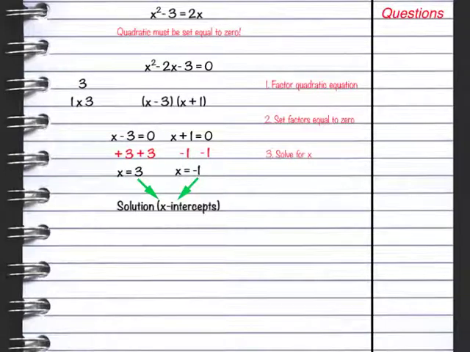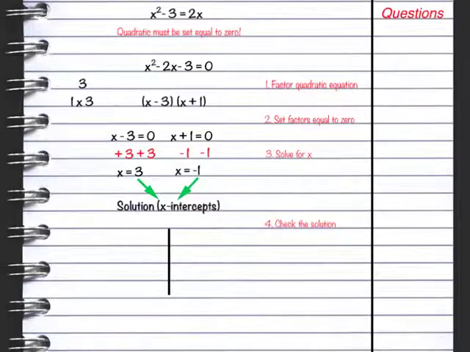Once I have my factors, I'm going to set them equal to 0. So x minus 3 equals 0 and x plus 1 equals 0. Now all I need to do is solve each one for x. I'm going to add 3 to both sides here, and that gives me x equals 3. I'm going to subtract 1 from both sides here, and that gives me x equals negative 1. So these are my x-intercepts. This is where I'm hitting the x-axis for my solutions.